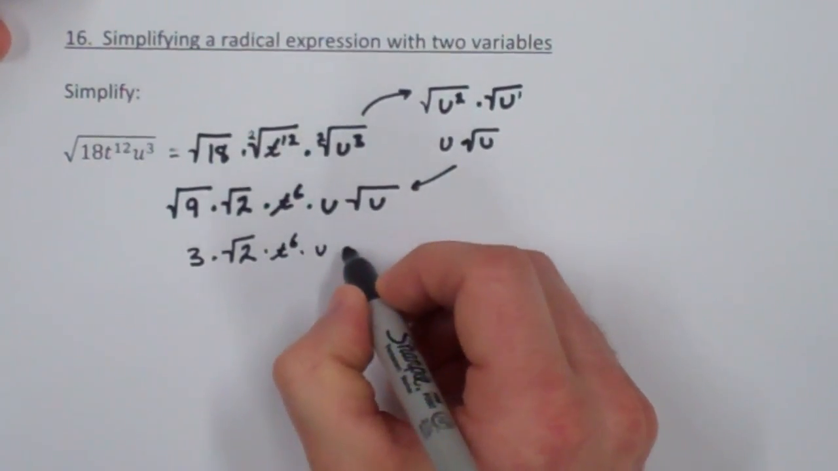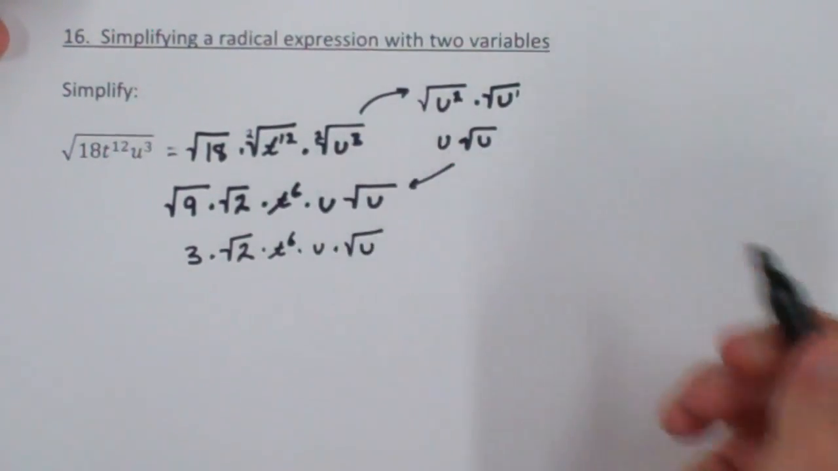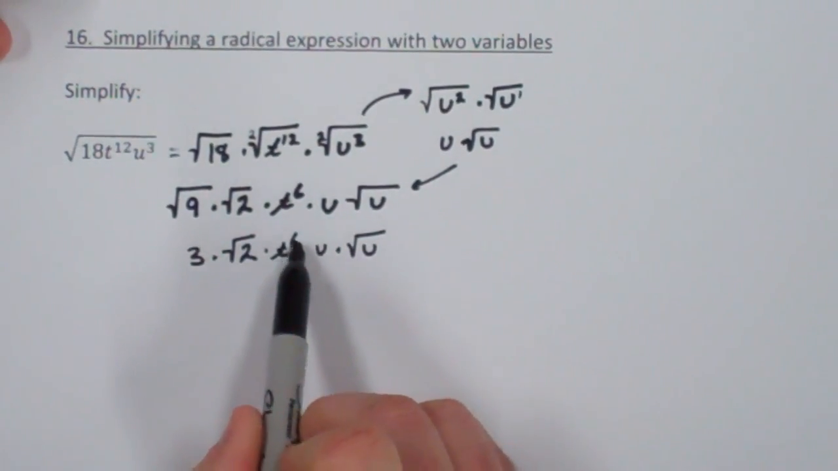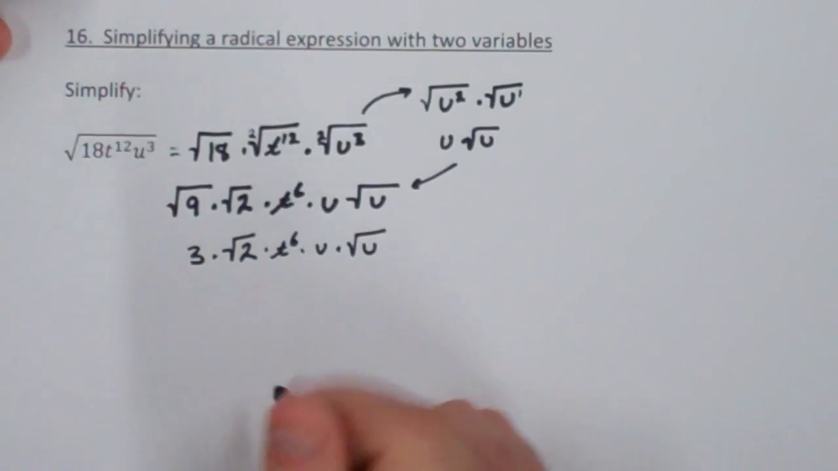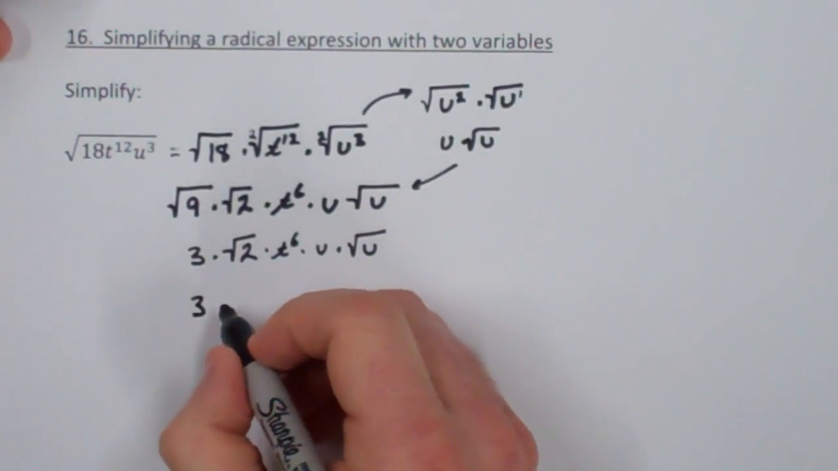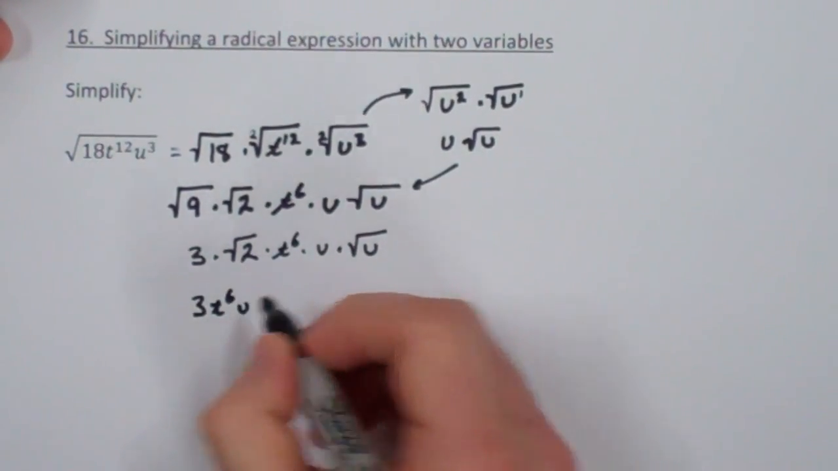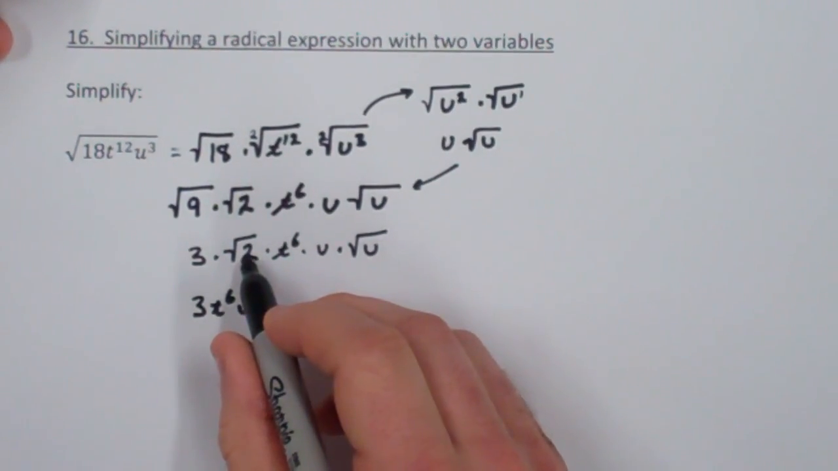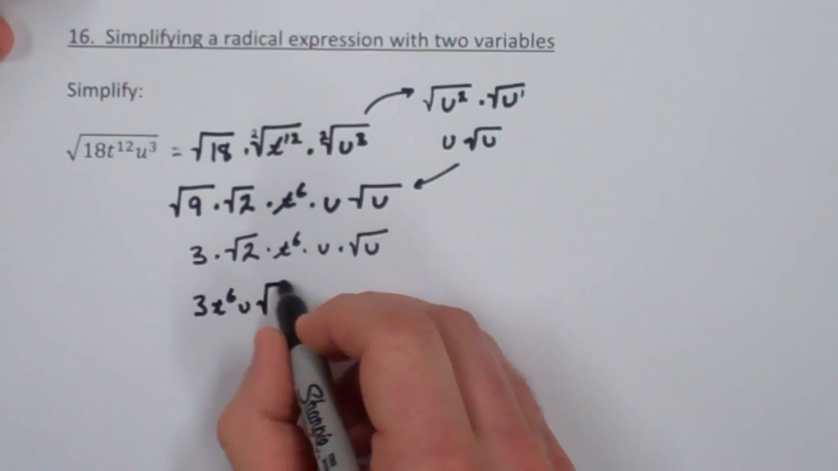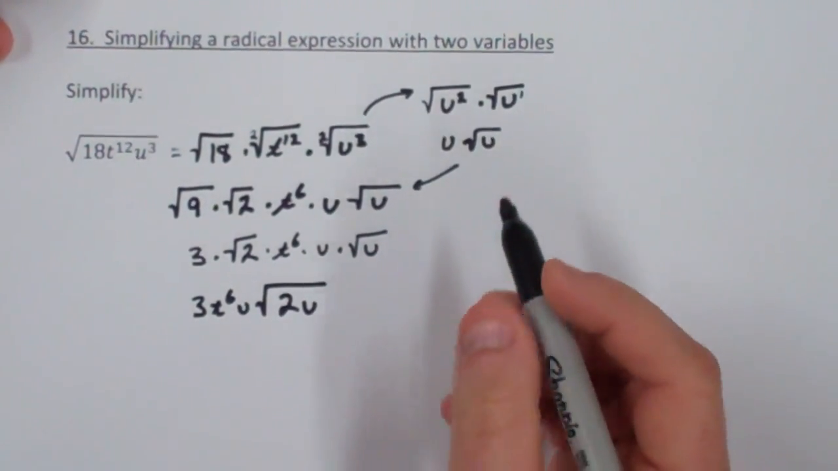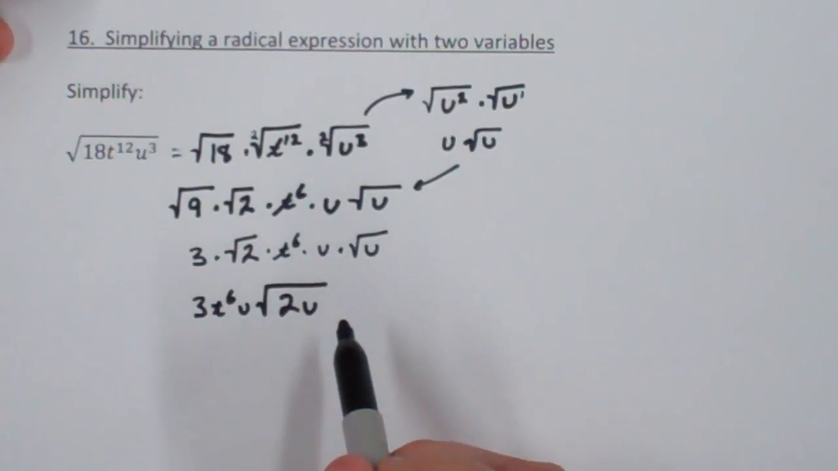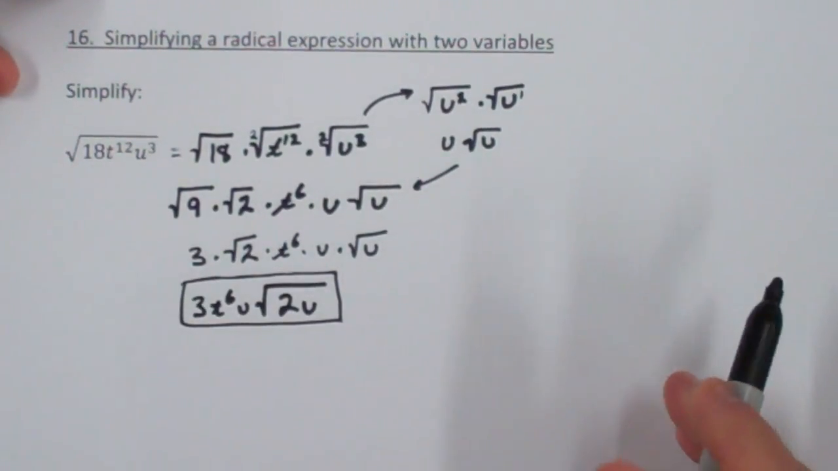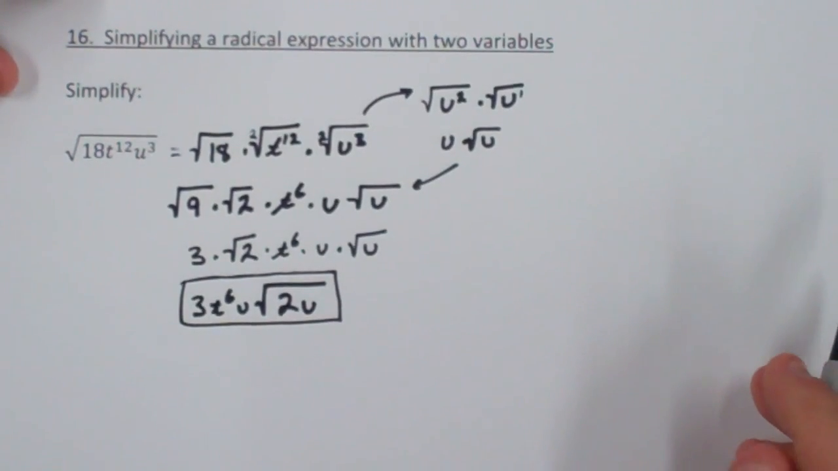T to the 6th times u times the square root of u. We can take all of the bases and exponents that are outside and keep those on the left-hand side. So this is 3 t to the 6th power times u, and then we've got a radical here, and we can go ahead and multiply the 2 and the u underneath and just get 2u. You don't want to have 2 radical signs if you can get away from it in your final answer. So this will be the simplified version of the original expression there.